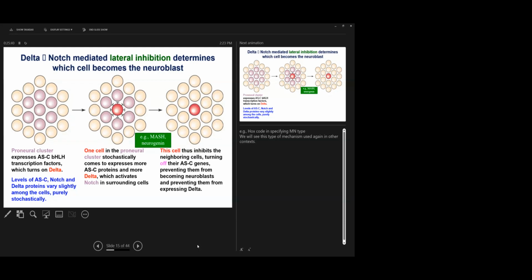So among all these cells, one cell dominated and expressed a lot of the transcription factor, the ASC complex, which also turns on Delta. Now you have expression of Notch. So this cell becomes dominant and the other cells remain suppressed. It suppresses the surrounding cells. Then you have expression of the genes required for neuronal development. So because of lateral inhibition, one cell becomes dominant, forms a neuroblast, and forms the set of neurons required for development. Any questions?